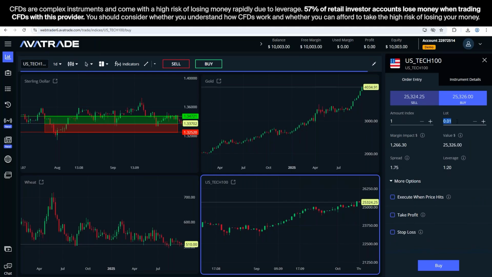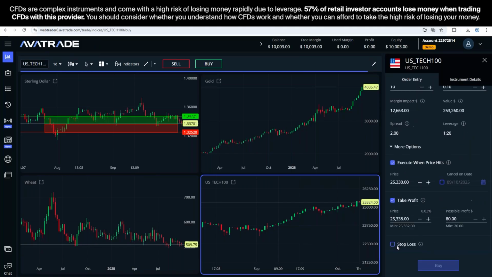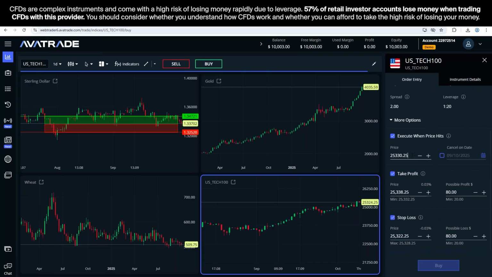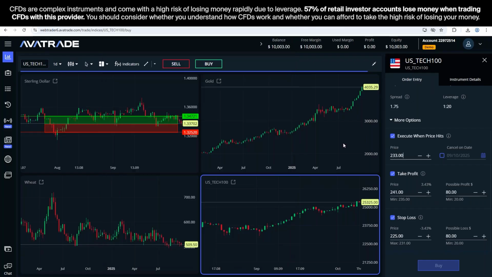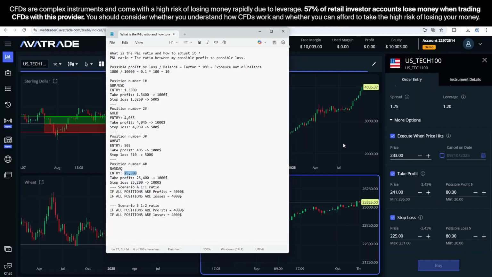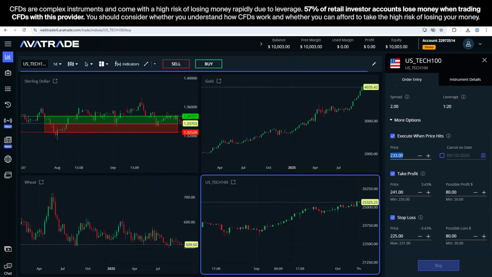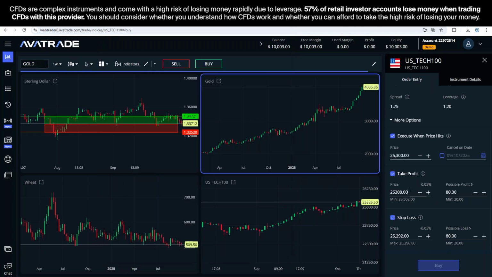Click here, this one was 0.1. Again, we're gonna enable the execute when price hits. Just to rephrase for the beginners that are watching this, what execute when price hits is basically a pending buy or a pending sell. So if you're using MT4 or MT5, this is basically what this means. Okay, it's the same idea. What it does is it opens the position automatically when it reaches the value that we designate.